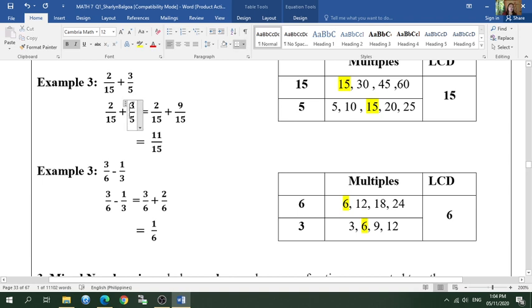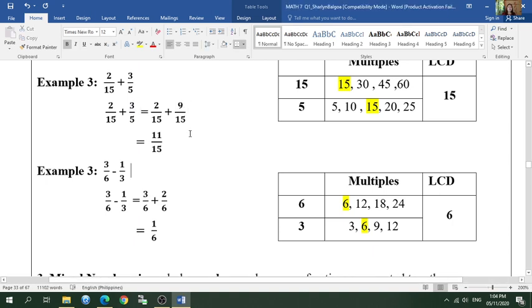3 times 3 is 9. Ito yung tinatawag na rename fraction between 2 over 15 and 3 over 5. Take note na yung value ng 2 over 15, yung 3 over 15 at saka yung 9 over 15 ay the same. Okay, parehas lang sila. I-divide mo yan by 3. Ang lalabas ay 3 over 5.